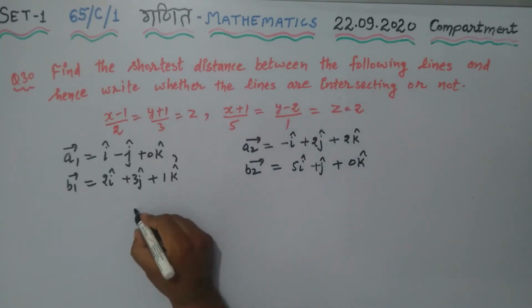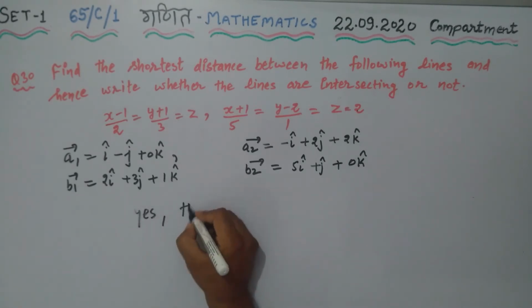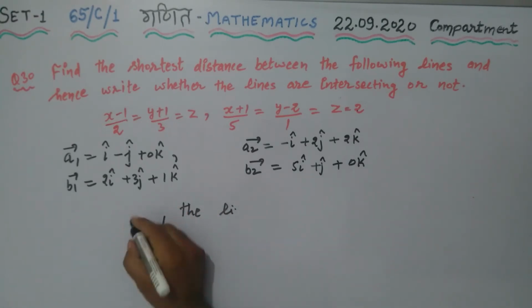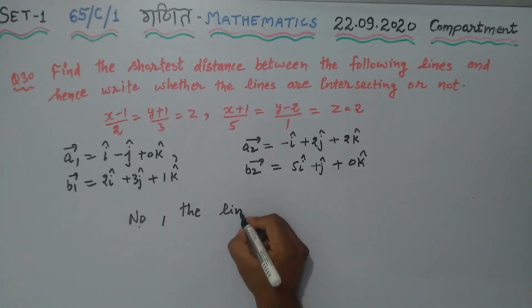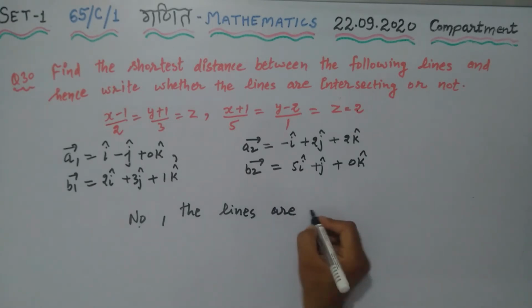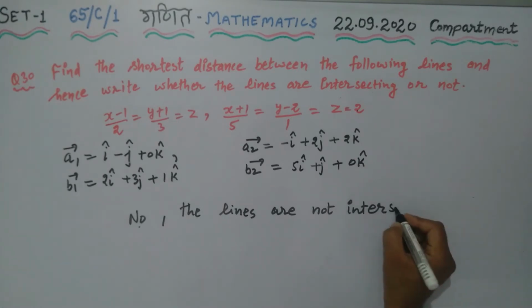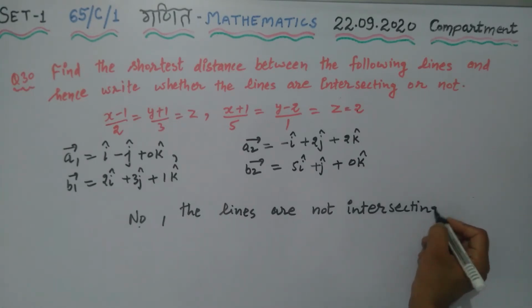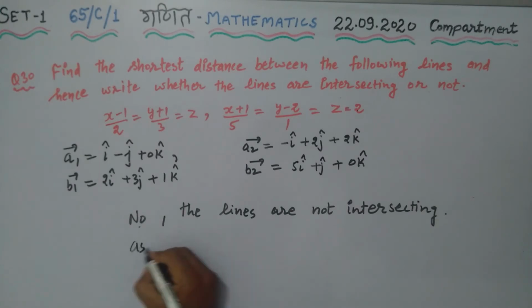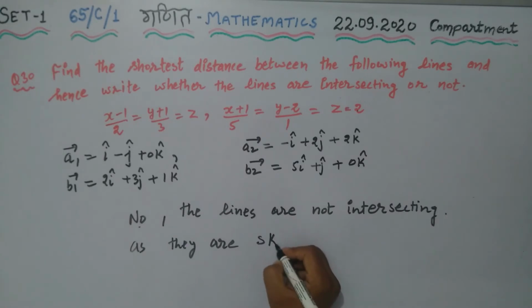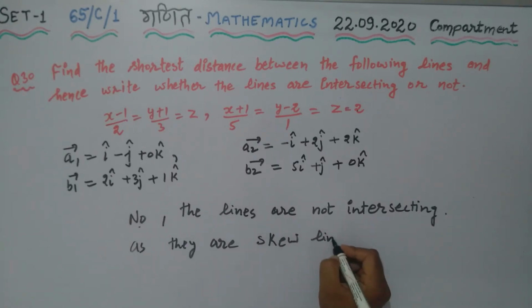So no, the lines are not intersecting. Why are these two lines not intersecting? As they are skew. Skew lines mean neither intersecting nor parallel.